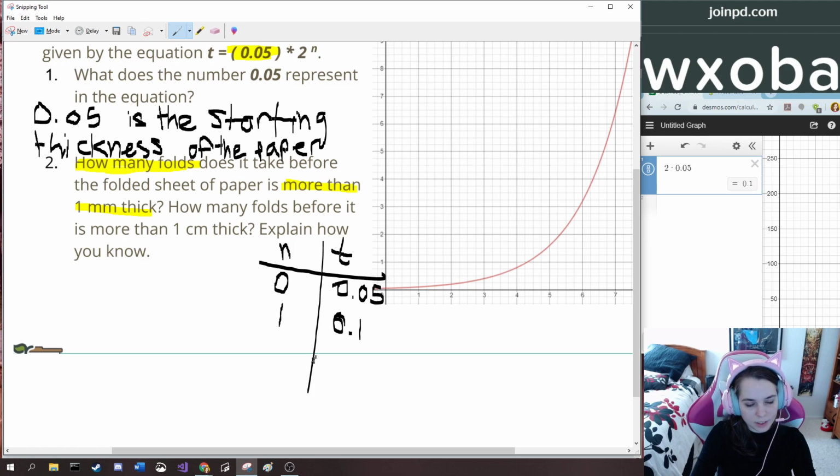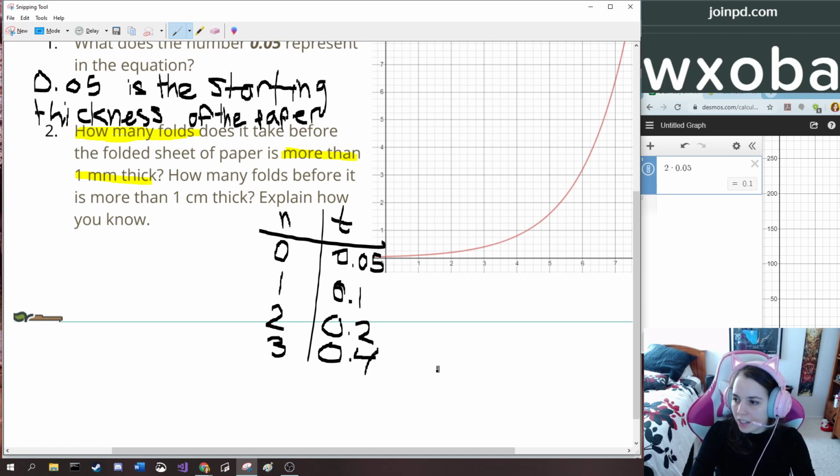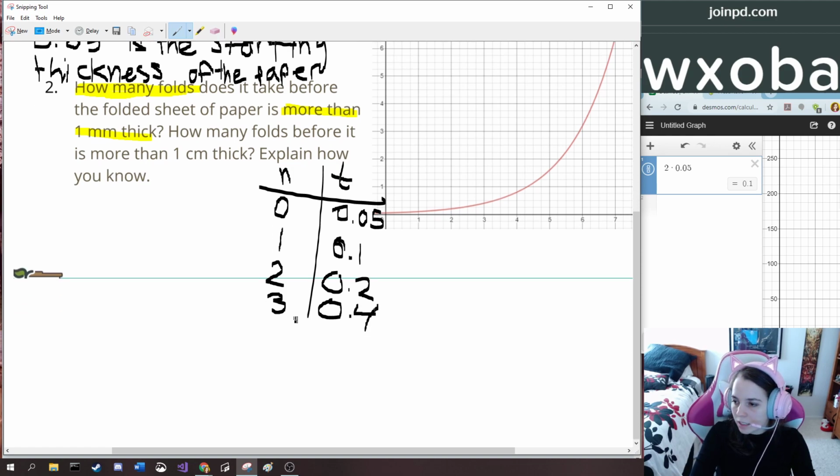Okay. Then after 2 folds, this would double again. 3 folds, it would double again. Okay, and you could keep going, until you find when it's going to be more than 1 milliliter thick. So this will double again.